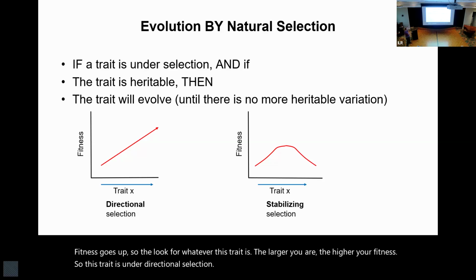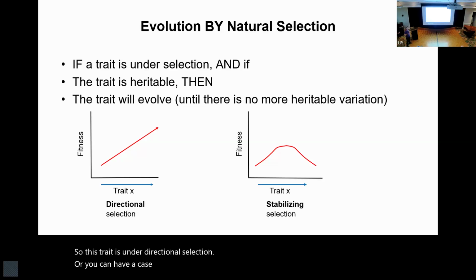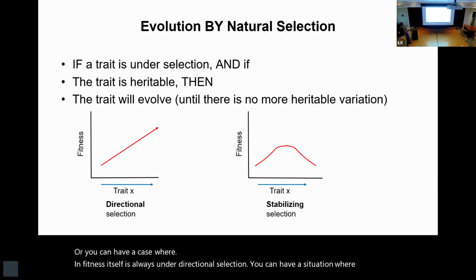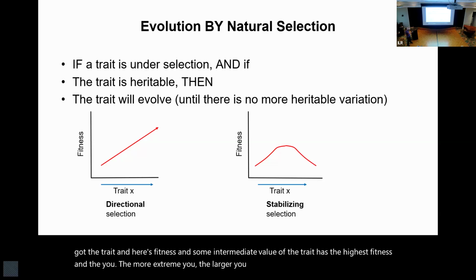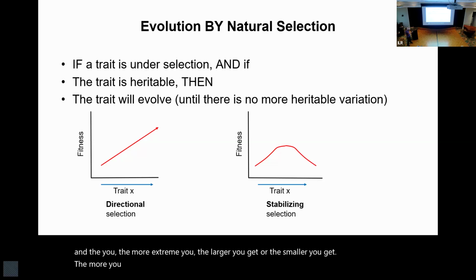Or you can have a situation where here we've got the trait and here's fitness, and some intermediate value of the trait has the highest fitness. And the more extreme, the larger you get or the smaller you get, the more your fitness tails off, right? So there's some optimum value of the trait that's in the middle. This is called stabilizing selection.